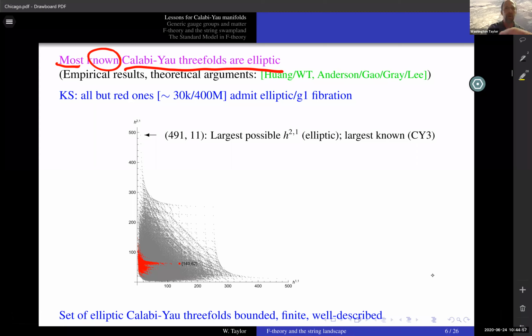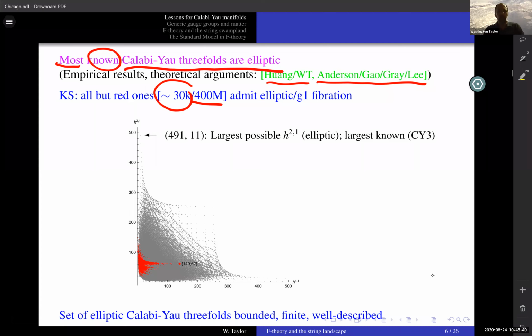So what I'm going to give you today is just a quick summary of some empirical results, which come from work that we did with my former student Yu-Chan Huang. There's also some nice work by Anderson, Gao, Gray, and Lee on the CICY constructions, also showing that almost all of those are elliptic. But let me just quote one result, which is if we look at the 400 million Calabi-Yaus coming from the Kreuzer-Skarke construction, all but about 30,000 of them admit an obvious elliptic fibration in some phase. These things can have many different flop phases, and I'm just saying that there's a flop phase where they're elliptic. So there's a little technical issue there, but basically almost all of them have a phase where they're elliptic.